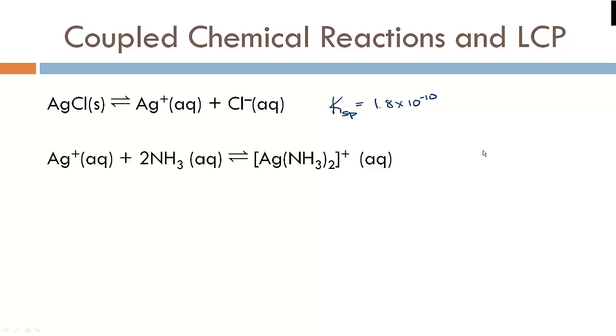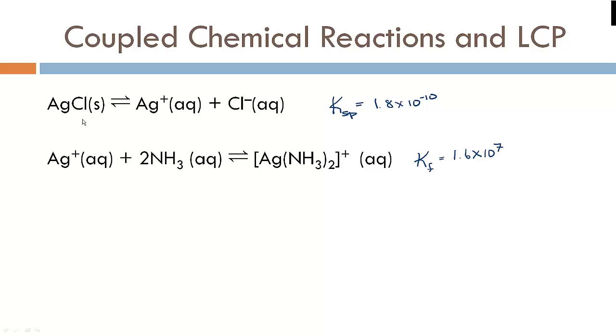We also have another equilibrium here, and this is for the formation of a complex ion. So the complex ion is formed when silver reacts with two molecules of ammonia, and the silver ammonia complex ion is formed. This K value, which is actually a Kf for the formation constant, is around 1.6 times 10 to the 7th.